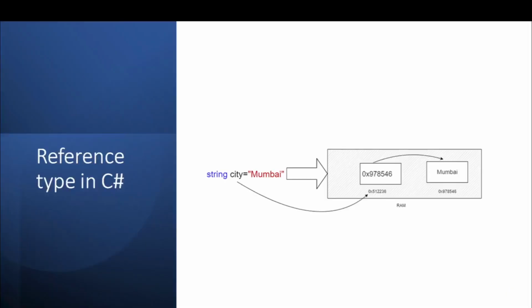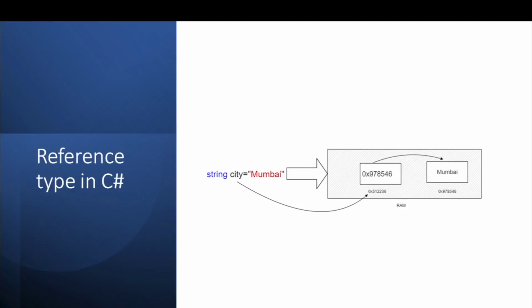What is reference type? Unlike value types, a reference type doesn't store its value directly. Instead, it stores the address where the value is being stored. In other words, a reference type contains a pointer to another memory location that holds data. In this diagram, I have used string city is equal to Mumbai. String is a reference type data type, and as soon as I do that, the system allocates some memory to city, but it will not directly hold Mumbai, the actual data. It will hold the memory address of the place where Mumbai is being stored.